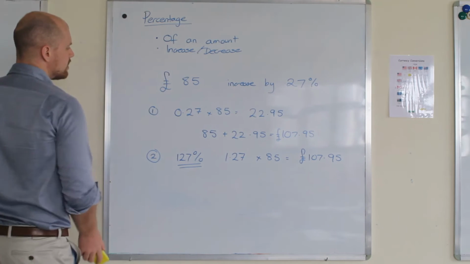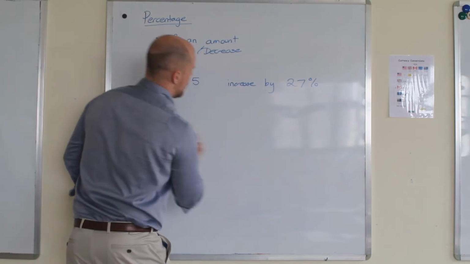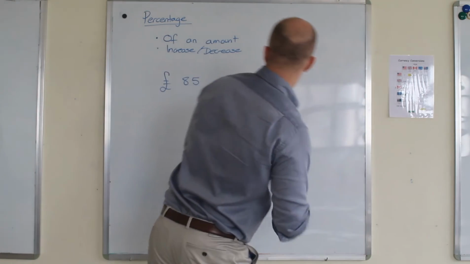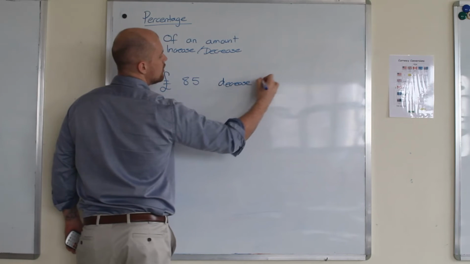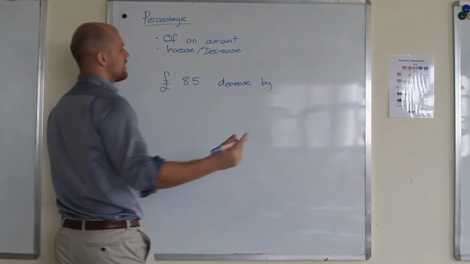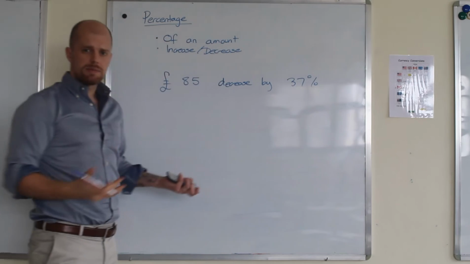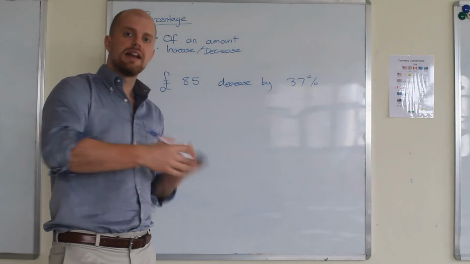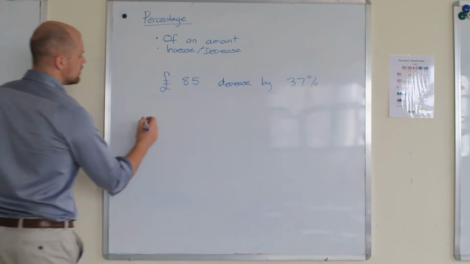Let's say we had a similar question, but now we're going to do a percentage decrease. So I want to decrease by, let's take 37%. You can do the first method, calculate 37% and subtract it. I'm not going to do that though. I'm just going to use the multiplier method.